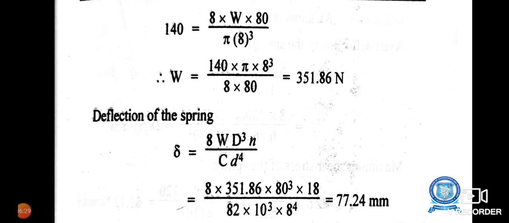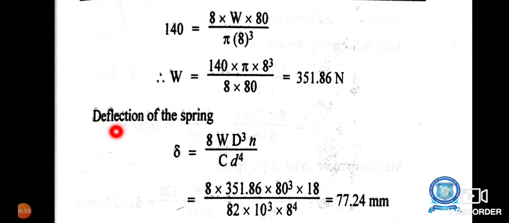Shear stress on the closed helical coil spring equals 8WD divided by pi small d cubed. We apply all the given values: 140 equals 8 into W, which is unknown, into 80 divided by pi into 8 cubed. We simplify the values and get W equal to 351.86 Newton. That is the answer for W.